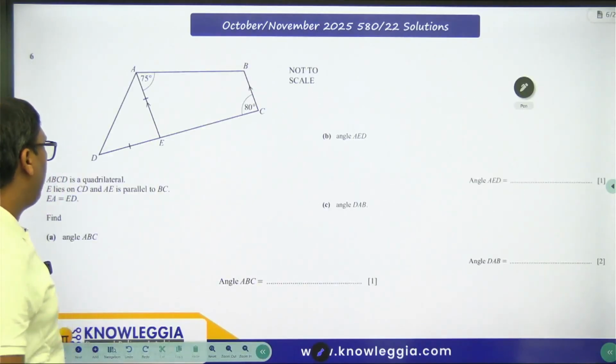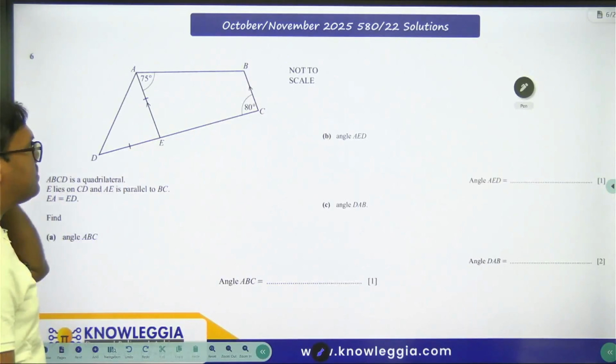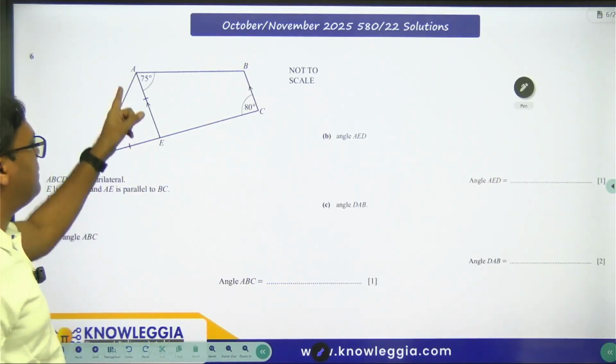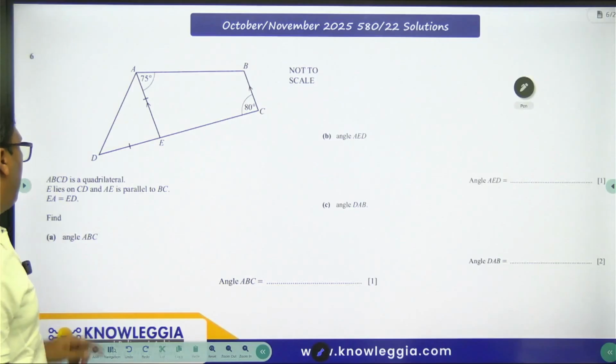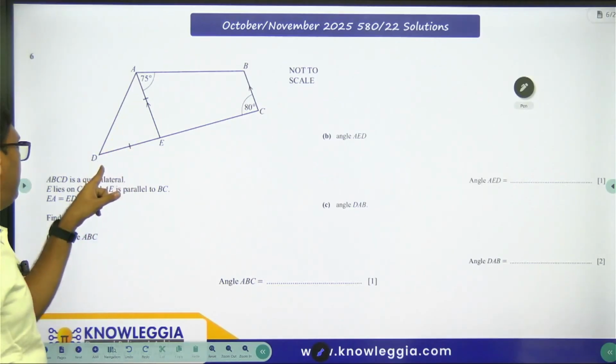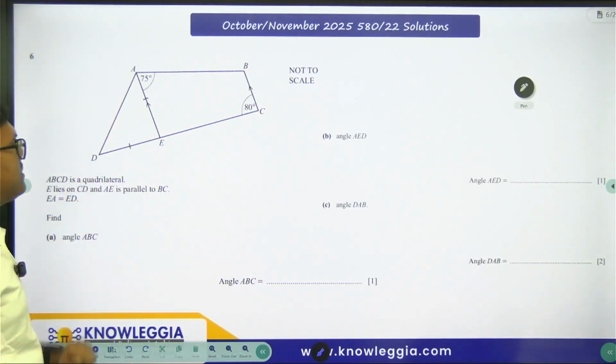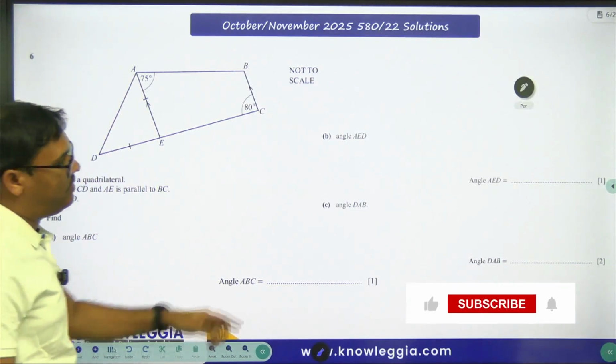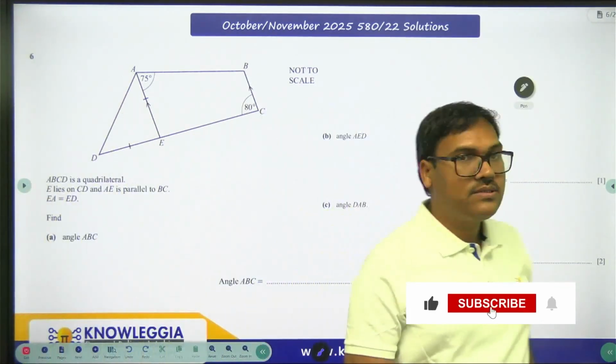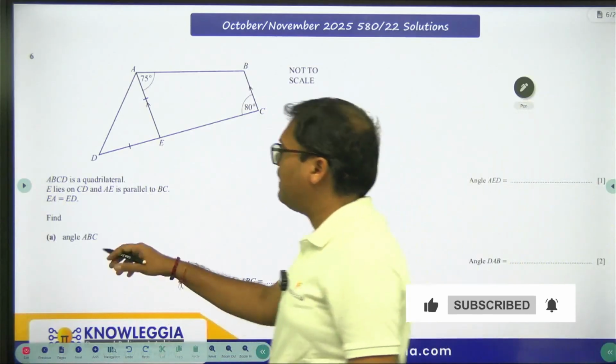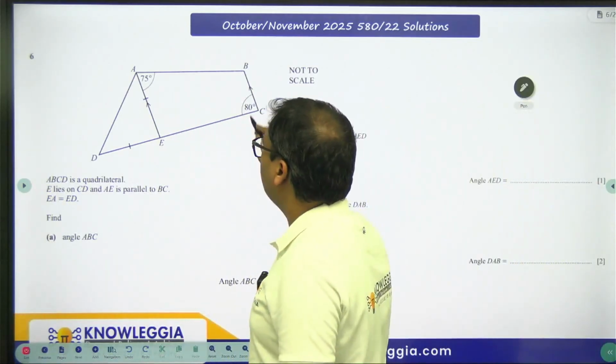Now next question. ABCD is a quadrilateral, E lies on CD, and AE is parallel to this. It is given that ED is equal to AE, this side is equal to this side. Find angle ABC. Basically there are multiple questions here, so let's start. Find angle ABC. You have to find this angle.